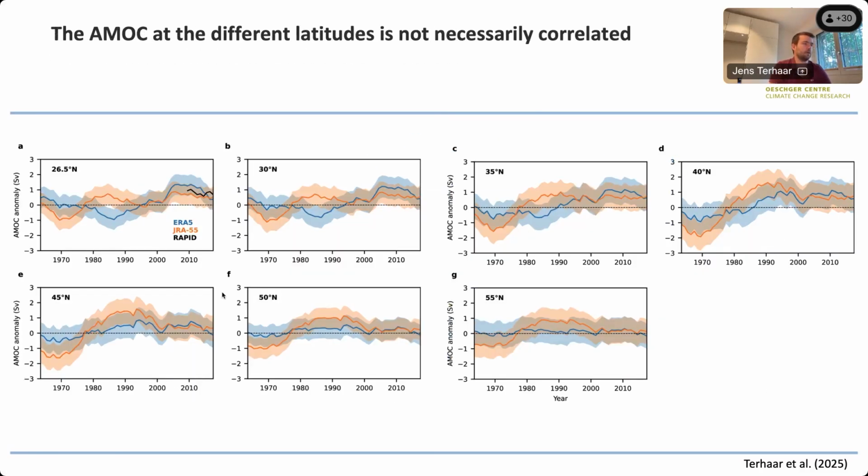And here are the reconstructions at the different latitudes. What you can see is that the AMOC is really different. I mean, we knew that, but it's just a nice way to see it again, that the evolvement of the AMOC is different at different latitudes. So it's not just a single conveyor belt. It's a much more complex system.